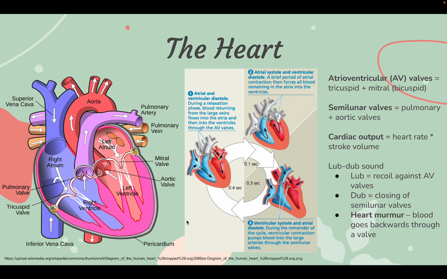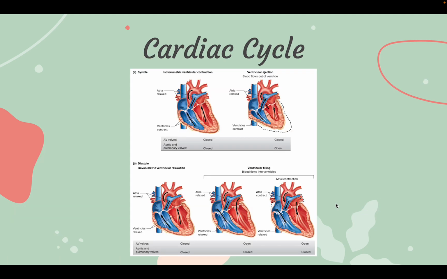And when you listen to the heart with a stethoscope, you're going to hear a lub-dub sound, and the lub is the recoil against the atrioventricular valves. So basically, the atrioventricular valves are closed, and then the blood is thudding against them while we have contraction, and then the dub is the closing sound of the semilunar valves. And you might hear a heart murmur, which is where blood goes backwards through a valve, which is not good.